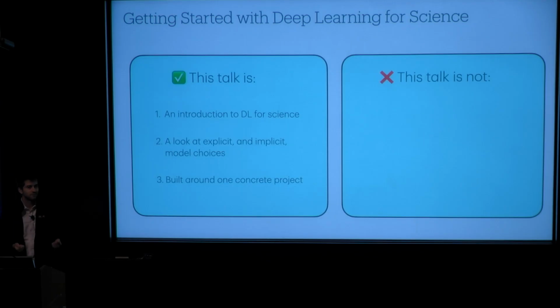You have your scientific problems in mind, you want to tackle them, you have a beautiful data set, and you'd like to know how to do it. And most importantly, you'd like to know what are the implicit choices that you're going to make, choices you make without even realizing it, but that are actually going to influence a lot the outcomes of your deep learning model. So this is what it's about.